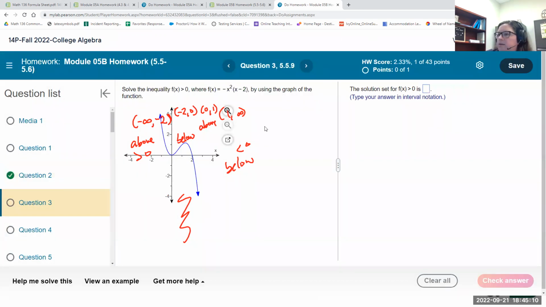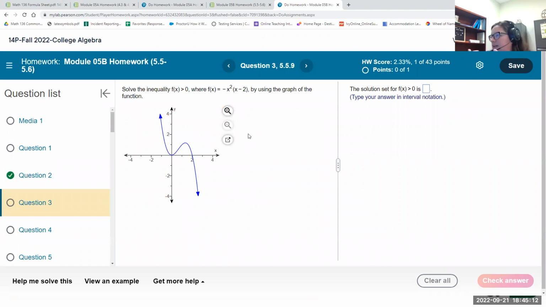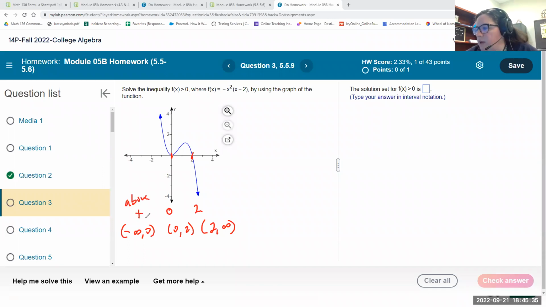Then I also want to look at number 3, and even though it only asks greater than 0, I want to look at all the possibilities. So we have here these two x-intercepts, 0 and 2. So we have the intervals from -∞ to 0, 0 to 2, and 2 to infinity. And we have the graph above the x-axis from -∞ to 0, also above from 0 to 2, because that was just touching there, and below from 2 to infinity.